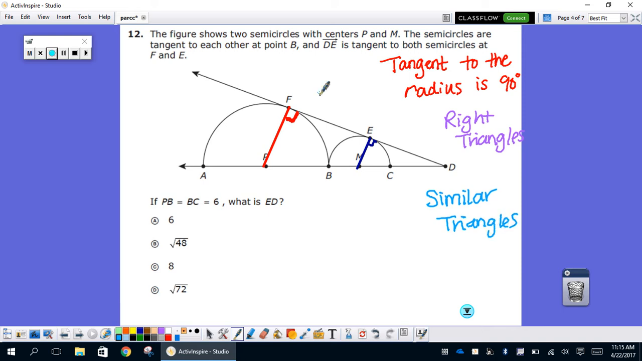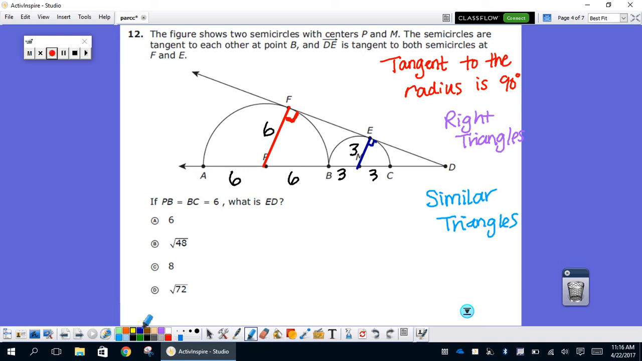Okay? And so what I'm going to do is I just put in my radius to my tangent to make a 90-degree angle. I'm going to label my lengths. We have 6, and that's actually a radius. So that means this is also 6. And then, okay, so that's all we know for right now, except for BC is 6, which means its radius is 3, 3, and 3.